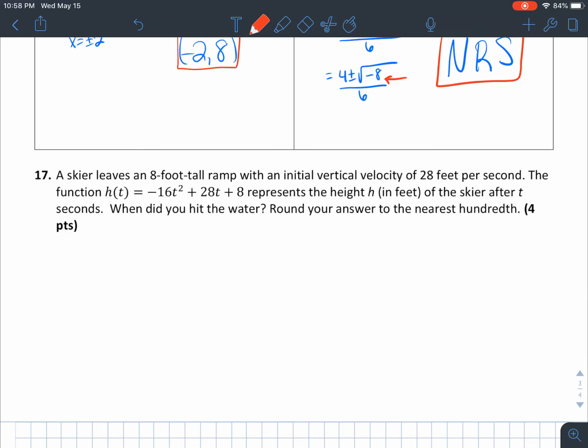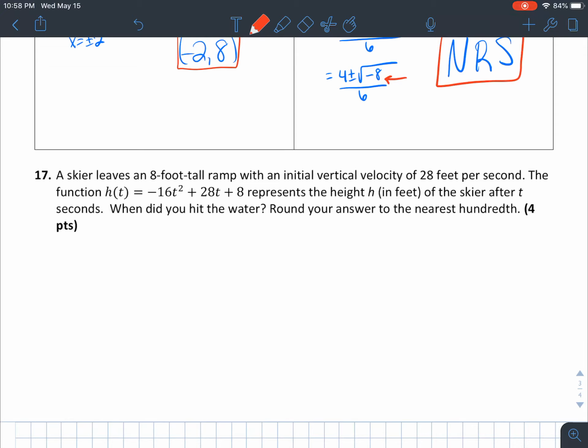Okay, last one, number 17. We've got a skier that leaves an 8-foot tall ramp with an initial vertical velocity of 28 feet per second. The function h of t equals negative 16t squared plus 28t plus 8 represents the height, h in feet, of the skier after t seconds. When do you hit the water? Round your answer to the nearest hundredth.